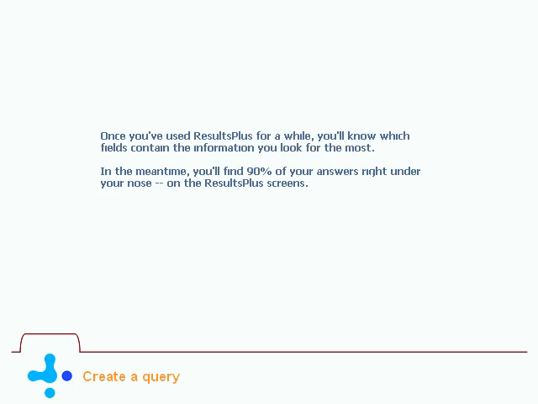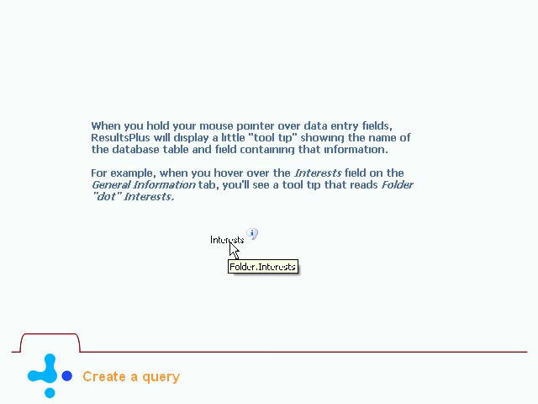Once you've used ResultsPlus for a while, you'll know which fields contain the information you look for the most. In the meantime, you'll find 90% of your answers right under your nose on the ResultsPlus screens. When you hold your mouse pointer over data entry fields, ResultsPlus will display a little tooltip showing the name of the database table and field containing that information. For example, when you hover over the Interests field on the General Information tab, you'll see a tooltip that reads Folder.Interests.